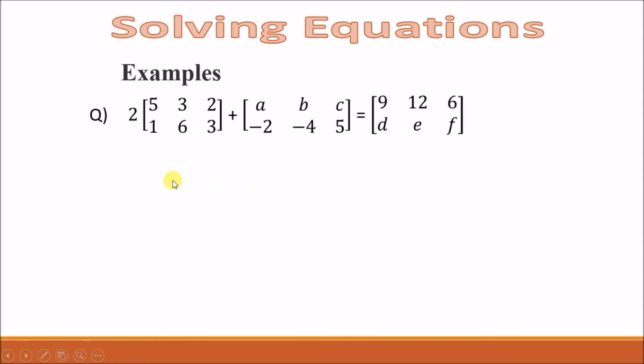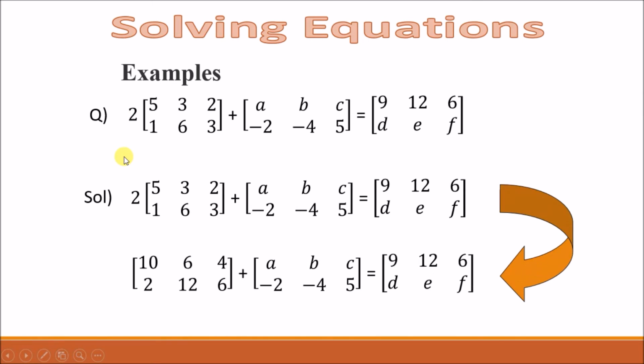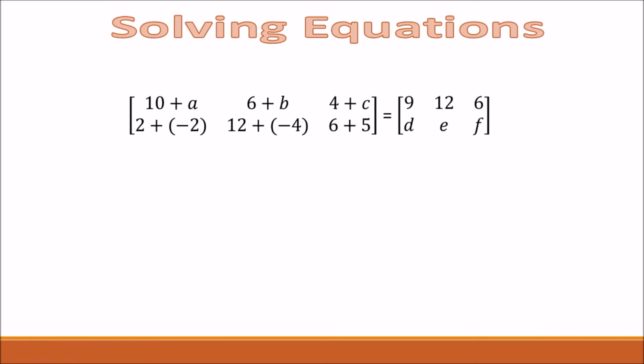Let's take another example. It can be solved by first multiplying this scalar number 2 with all of the elements of this matrix. Then afterwards, each corresponding element will be added with its corresponding element. 10 plus A, 6 plus B, 4 plus C, and so on.